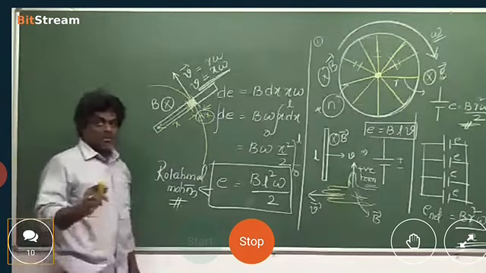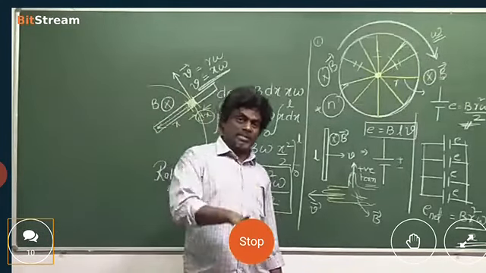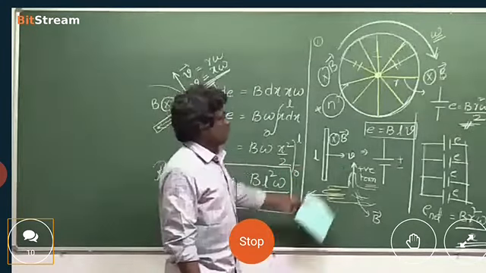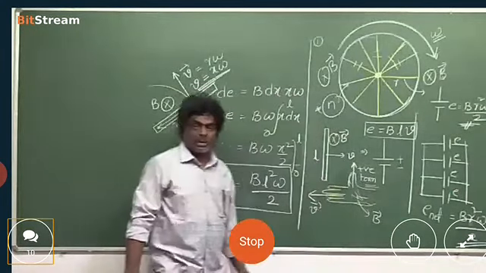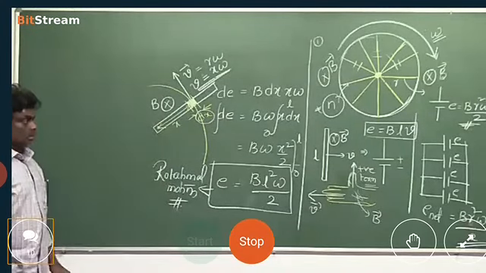So if batteries of the same EMF are connected in parallel, then the net EMF is the same. If they are connected in series, then it will be n times. Here it is parallel, that's why the answer is same, not n times.